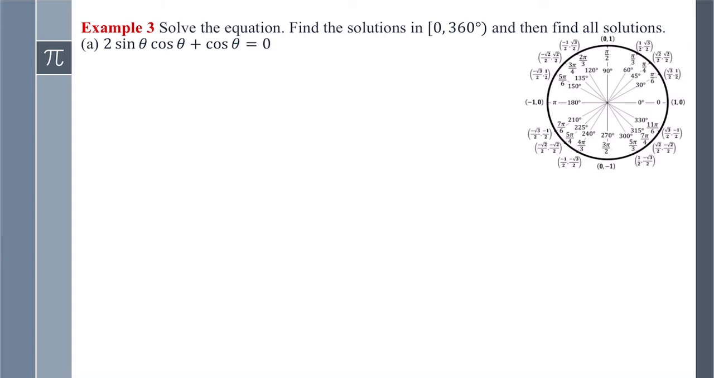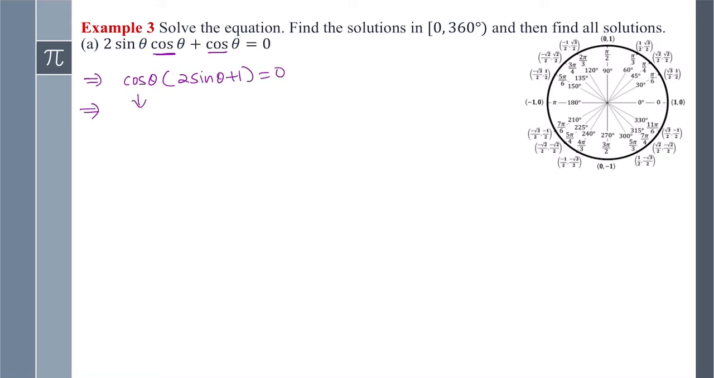Now let's look at this one. Here we have to factor and find the solution. If you look at this equation, we have 2 sine theta cosine theta, and we have cosine theta here equals 0. This is similar to if you have something like 2xy plus x equals 0, and you have to solve for x and y, so we just factor out x. So it's very similar to that. We have cosine theta and cosine theta, so we can factor that out, which is cosine theta times 2 sine theta plus 1 equals 0.